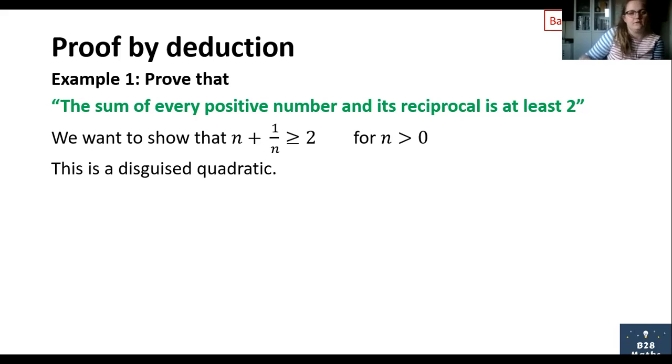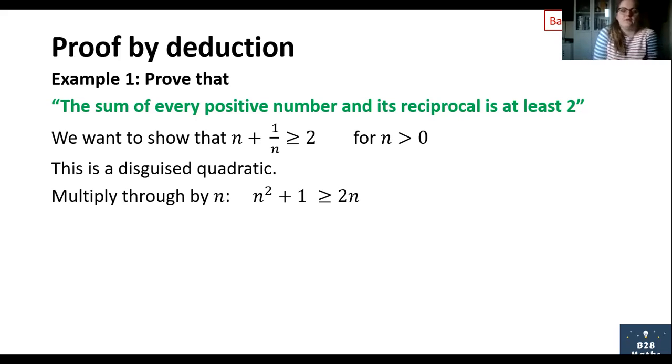So this is basically a disguised quadratic equation. What we need to do first is multiply both sides through by n, to get rid of our 1 over n. So we have n squared plus 1 is greater than or equal to 2n, because we're saying our number is going to be at least 2.